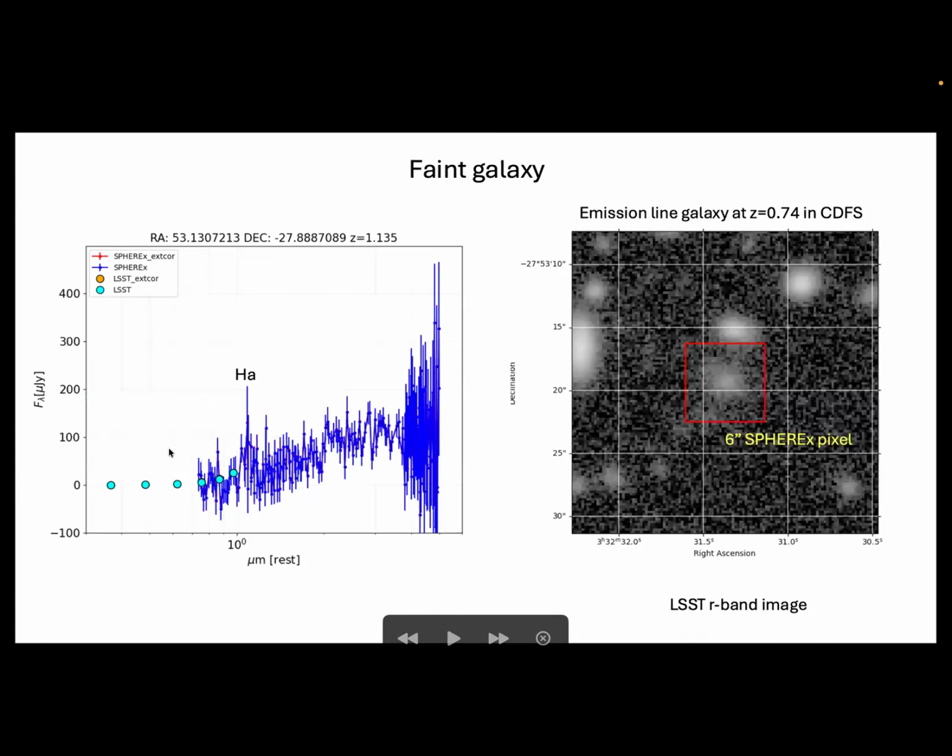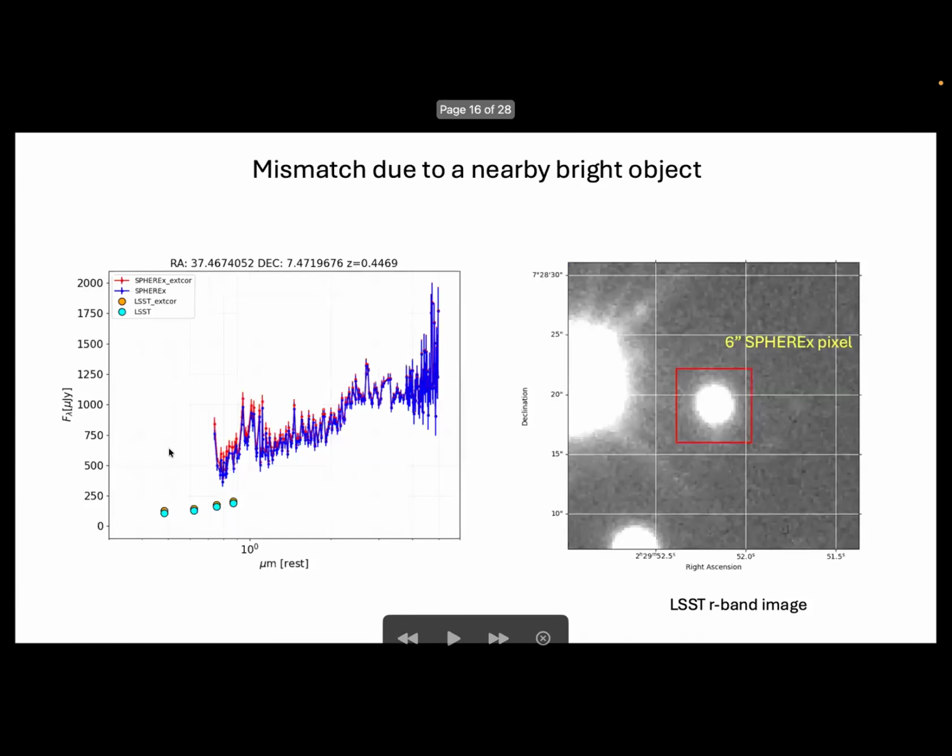And this is another example of a very faint galaxy. You will not be able to see it in any existing database, but if you look at the LSST and the other band images, there are very faint features in the center. This turns out to be an emission line galaxy at redshift 0.74. It's detected in Chandra Deep Field South. In SPHEREx, this H-alpha feature is visible. Clearly it's not noise. So this is an emission line galaxy we can detect.